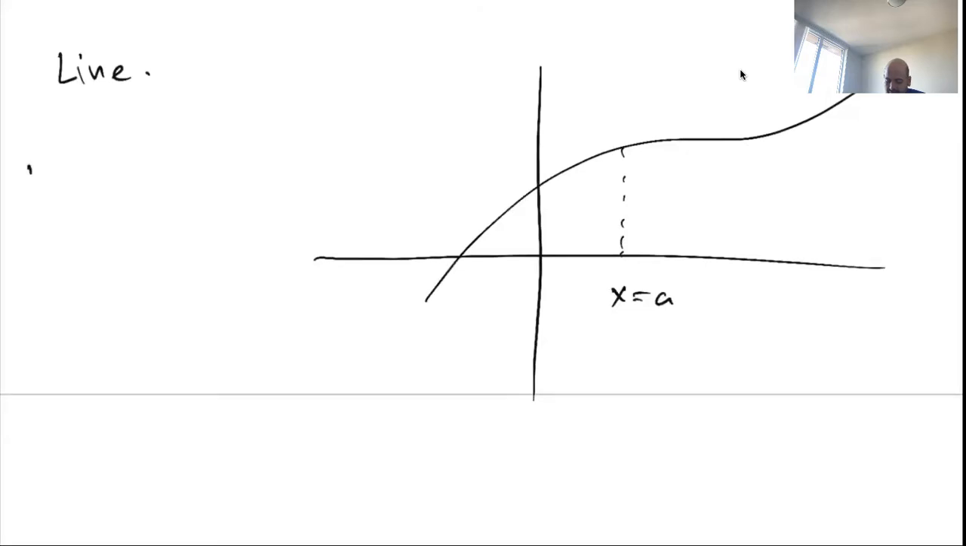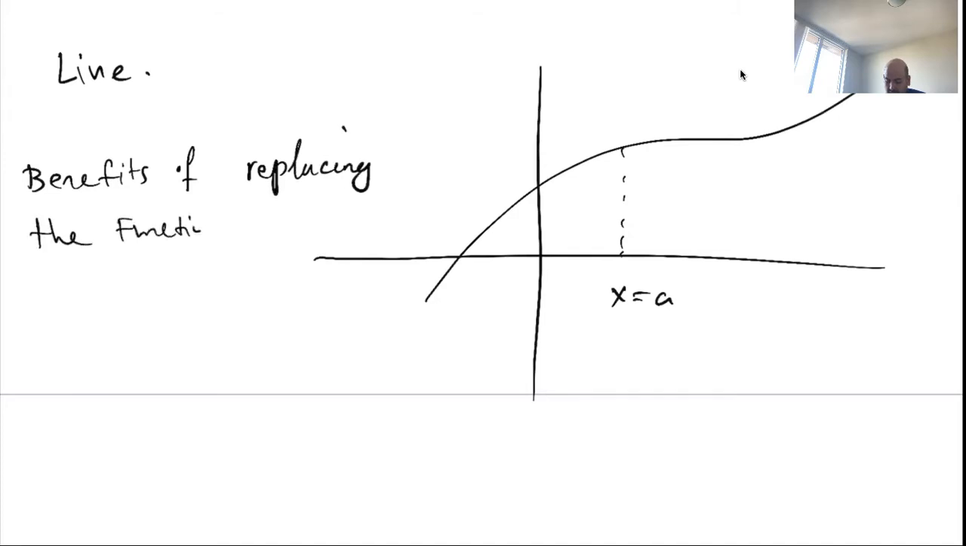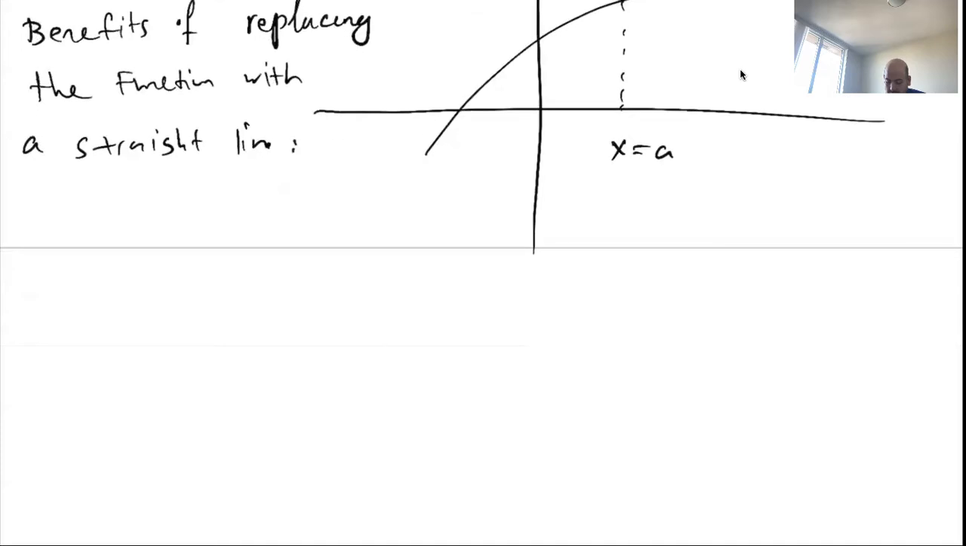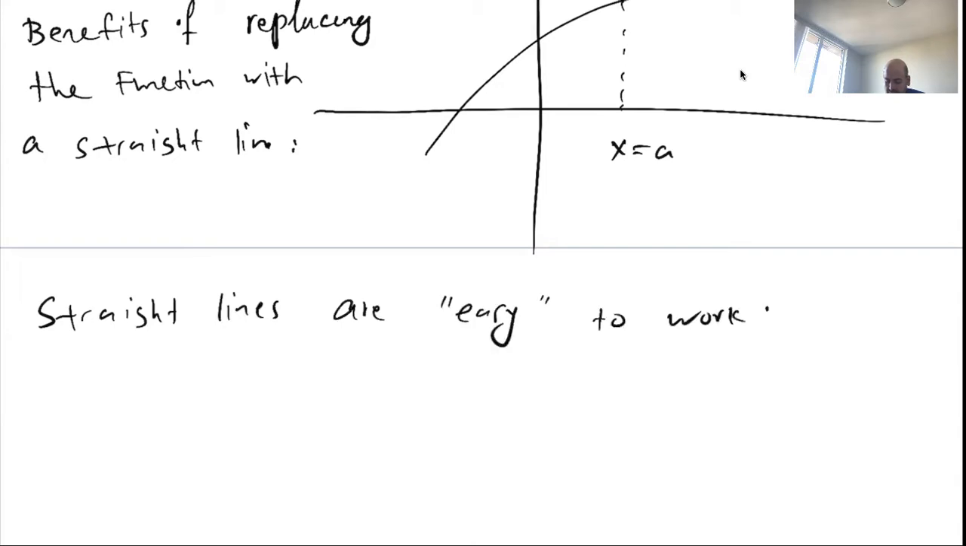So benefits of replacing the function with a straight line: straight lines are easy to work with for evaluation purposes.